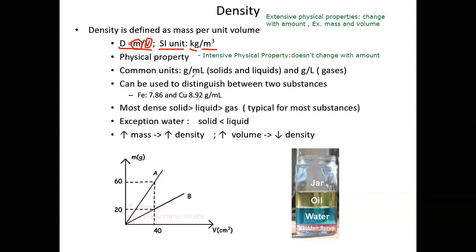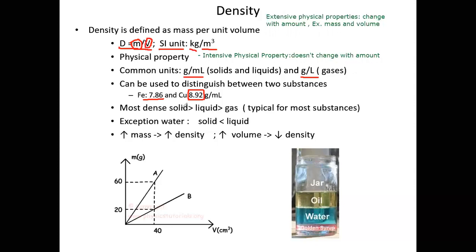Now, generally in the lab for solids and liquids, we use gram per milliliter, and for gases, we typically use grams per liter. And in labs you can also use it as a way of distinguishing between different substances because different substances have different densities. So for example, iron is 7.86, copper is 8.92. So if you measure the density of your substance and you got it close to 8.92, you could say it's going to be copper instead of iron. So every substance has its own density.